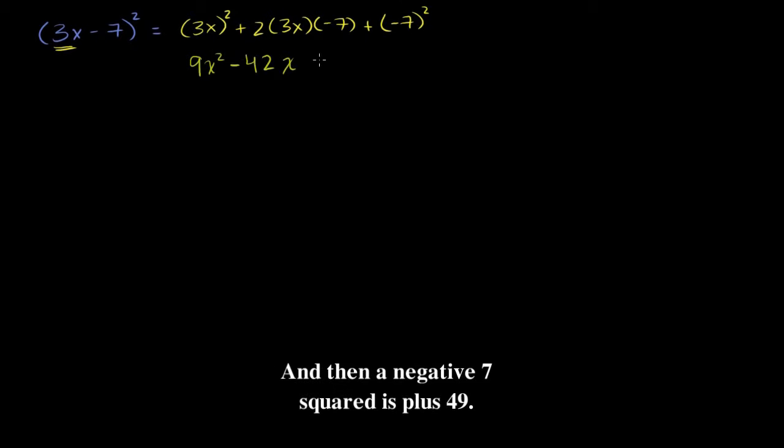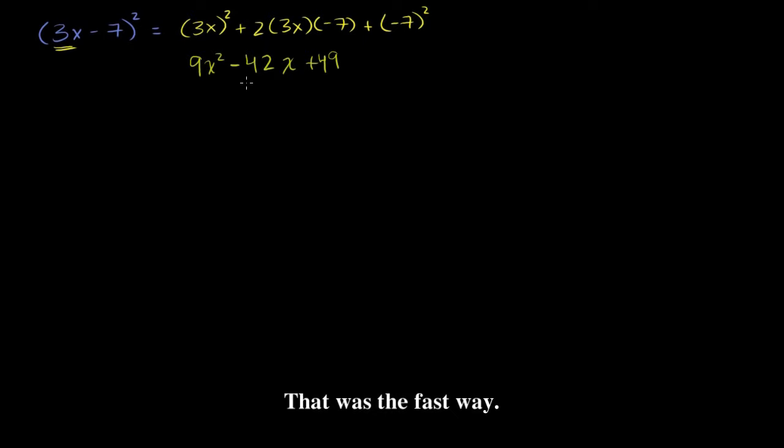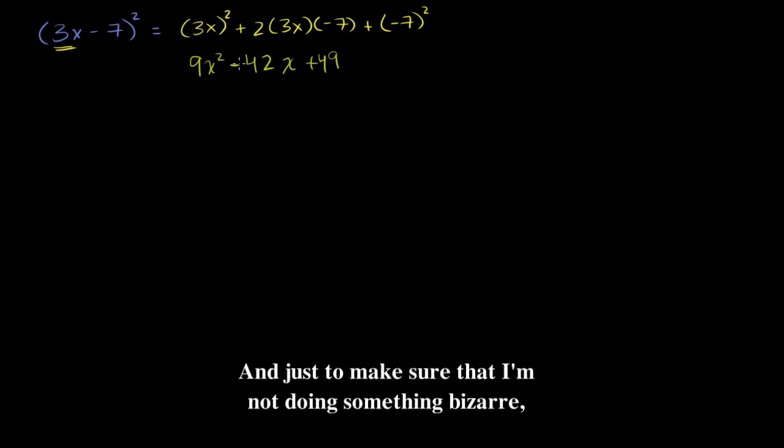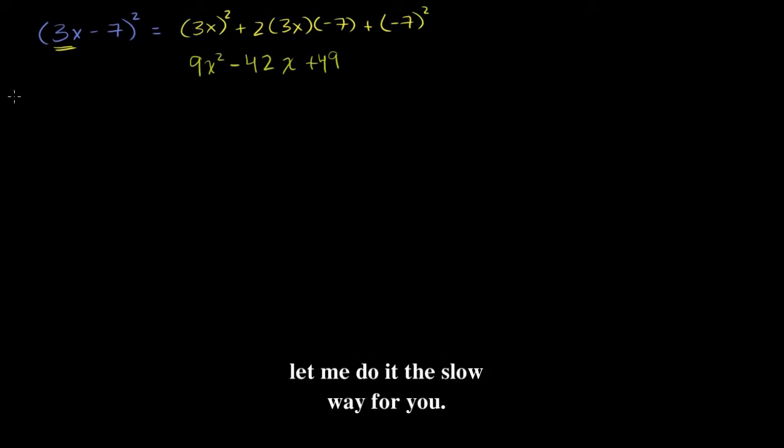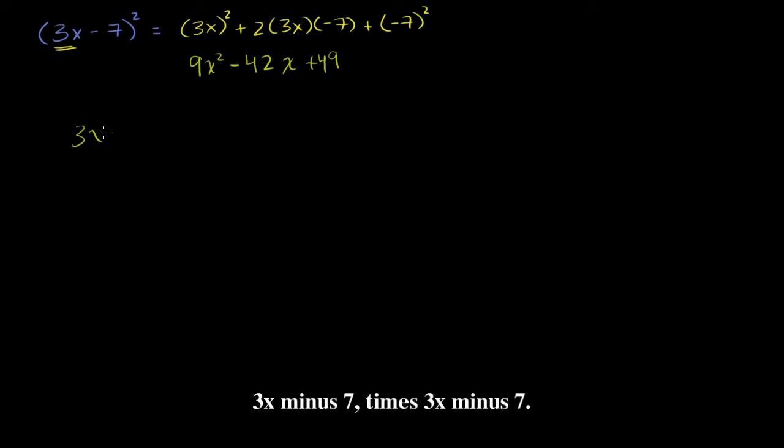And then a negative 7 squared is plus 49. That was a fast way. And just to make sure that I'm not doing something bizarre, let me do it the slow way for you. 3x minus 7 times 3x minus 7.